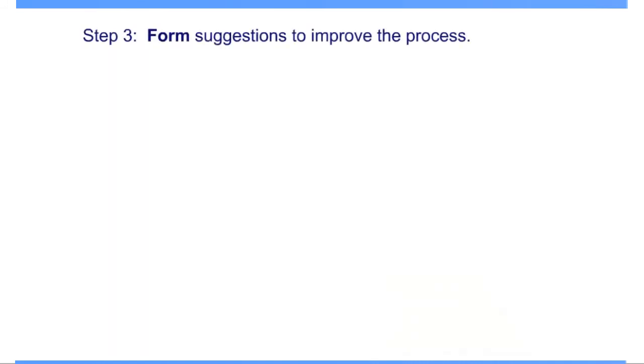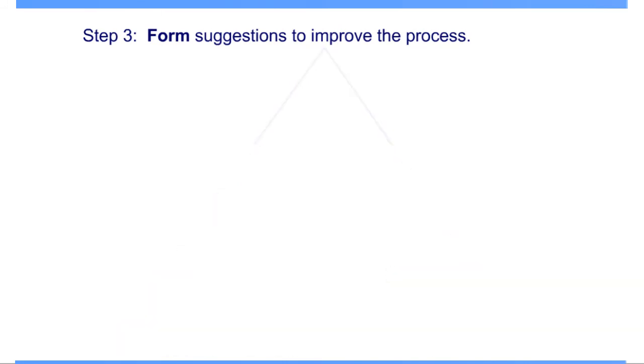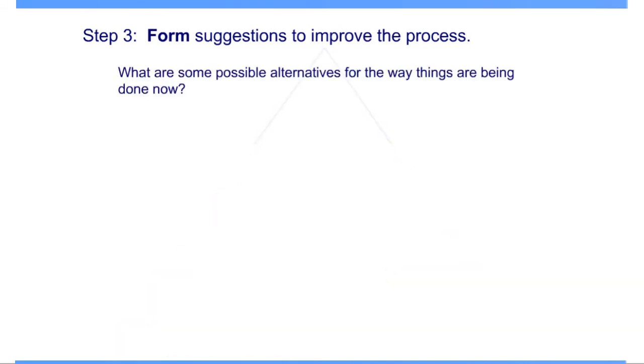Step 3. Form suggestions to improve the process. What are some possible alternatives for the way things are being done now? How can communication be improved?